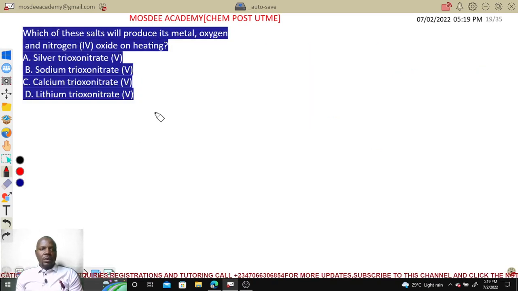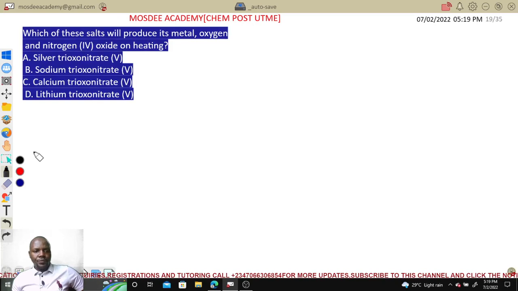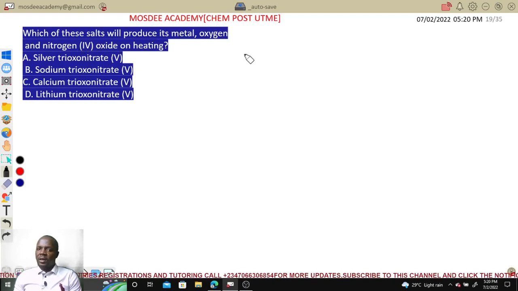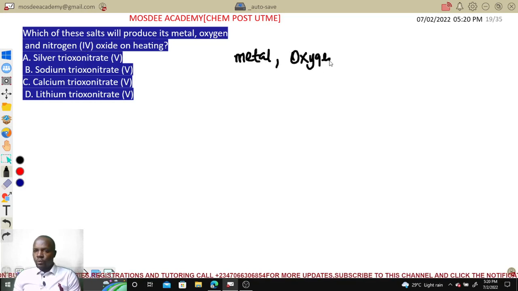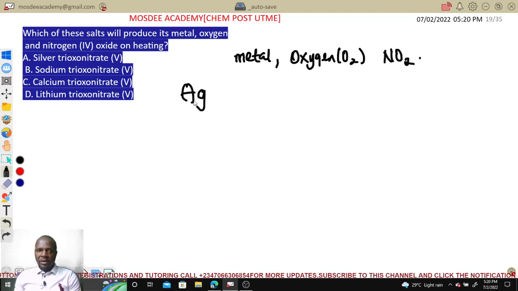Question 19 says, which of these salts will produce its metal, oxygen, and nitrogen oxide? That is, the metal when it decomposes gives oxygen, that is O2, and NO2. So the important thing is let's just take silver nitrate. Yes, that's the answer. Silver nitrate, AgNO3, is decomposed by heat.